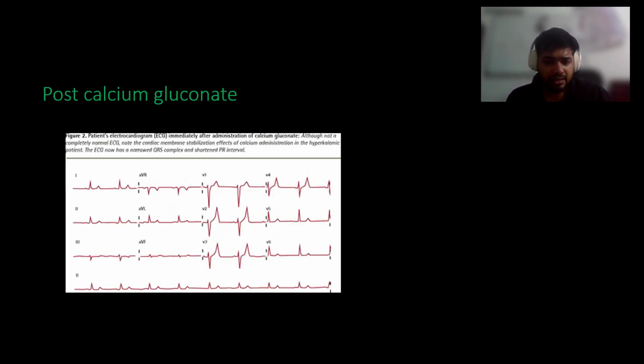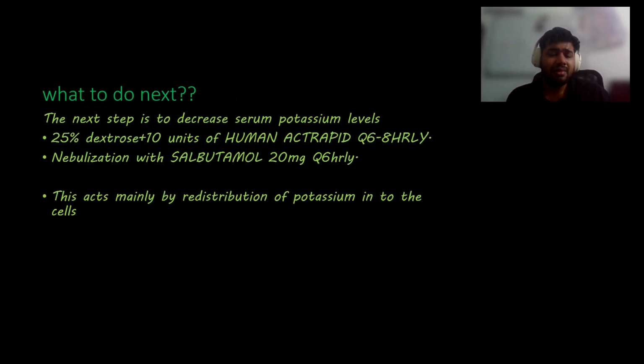So after calcium gluconate, there is reversal of the changes which you have seen before. There is normalization of the T waves. The T waves are clearly visible and QRS complexes become normalized. So this is the difference. So we have stabilized the membranes.